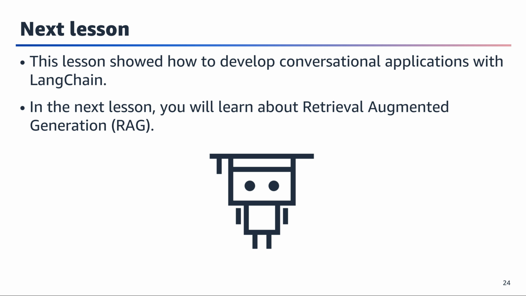In this lesson, we've explored how to develop conversational applications using LangChain, which provides a powerful framework for building interactive AI systems. Looking ahead to our next session, we'll be diving into retrieval augmented generation, commonly known as RAG.